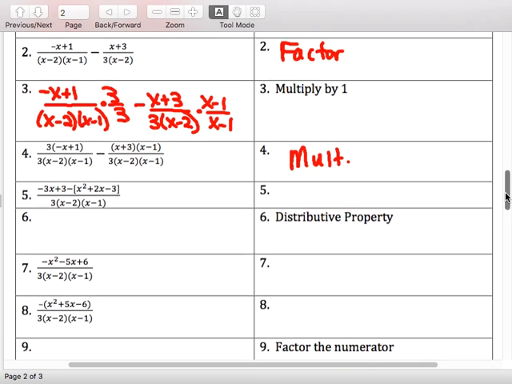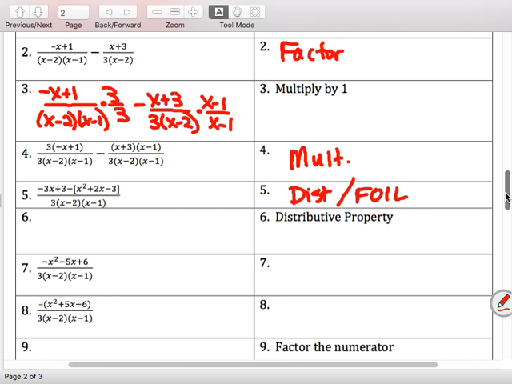Step 5. What did I do here? I did 2 things. Distribute in the first one. And then what did I do with x plus 3 times x minus 1 to give me this? What's that called when I multiply it out? It is the distributive property, but you need a name when you take a binomial times a binomial. FOIL, right? That's FOIL. So I distributed and FOILed.